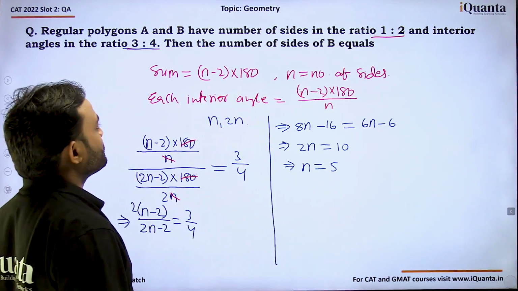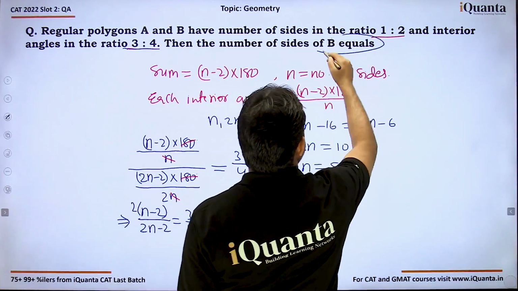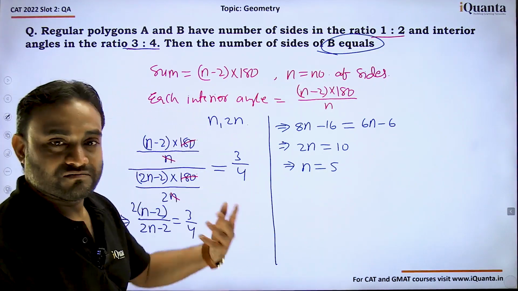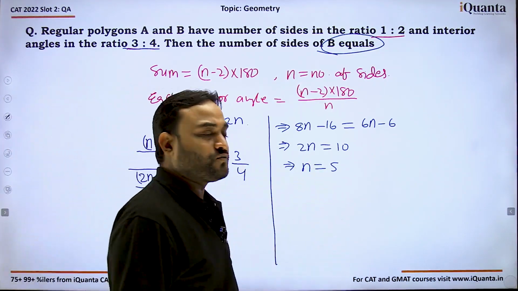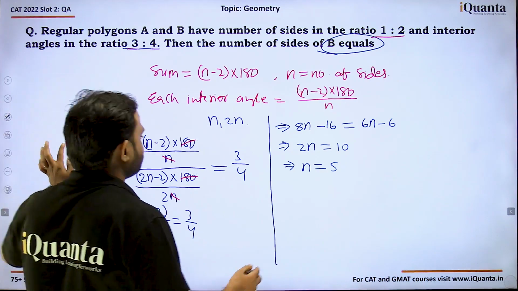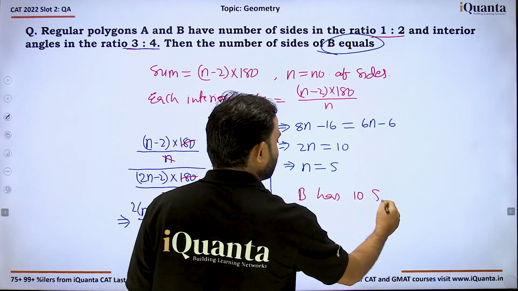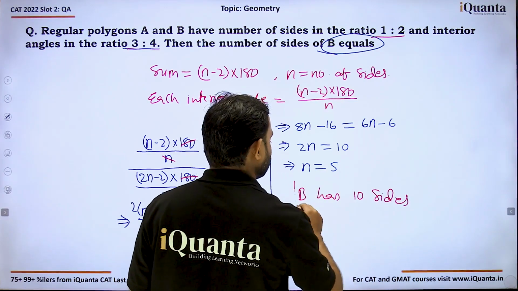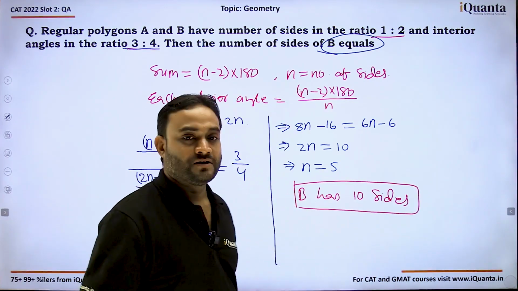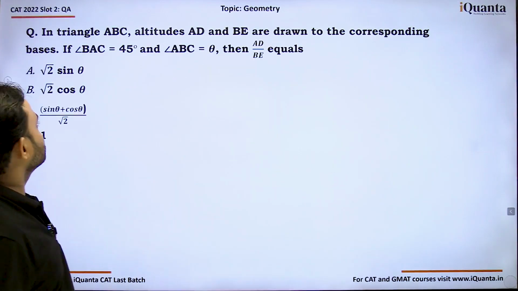So what do we want? We want number of sides of B. So A is to B, 1:2. So if n is equal to 5, how many sides B will have? B has a total of 10 sides. So that's your answer.